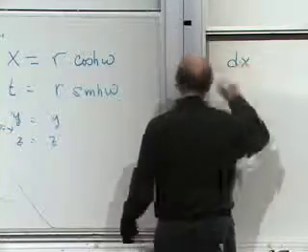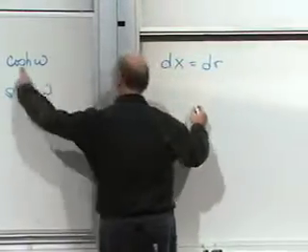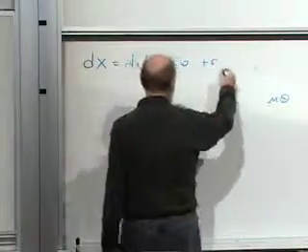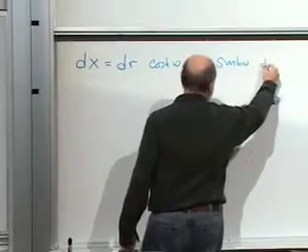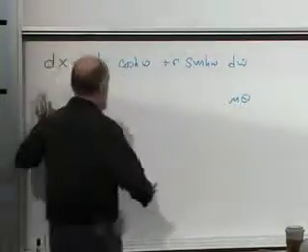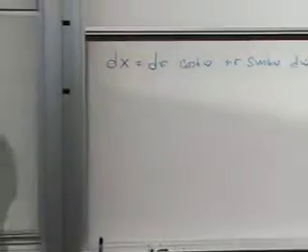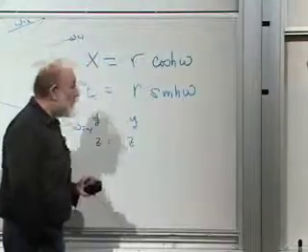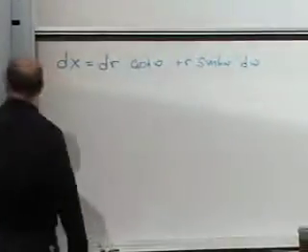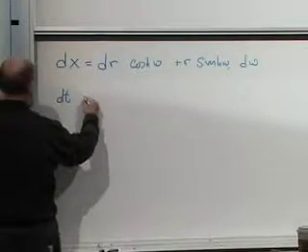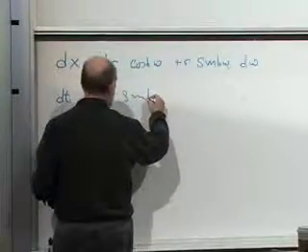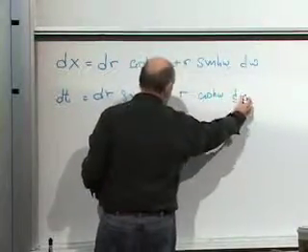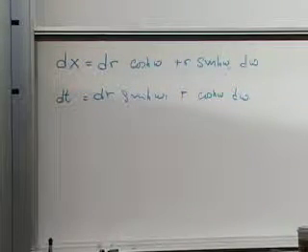What is dx? Dx is equal to dr times cosh omega plus r times the derivative of cosh omega, which is sinh omega, times d omega. All I've done here was write that the differential of a product is the differential of the first factor times the second, plus the second factor times the differential of the first, and the differential of cosh omega is sinh omega d omega. What about dt? dt is equal to dr sinh omega plus r cosh omega d omega. I've used the fact that the differential of sinh omega is cosh omega.